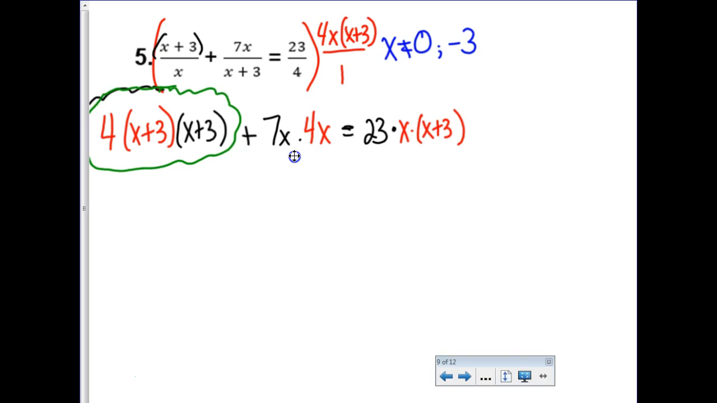So here's what I would suggest you do. I would distribute the binomials together first, and then come back and distribute a 4. So leave the 4 in front for a moment. Quickly FOIL those together, and get x squared plus 6x plus 9.